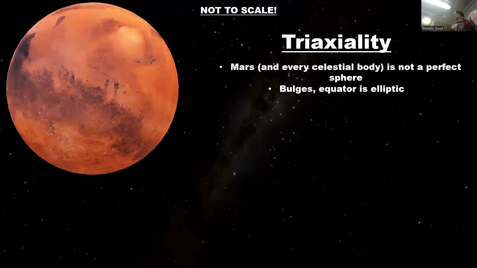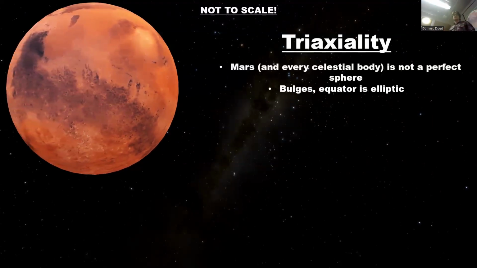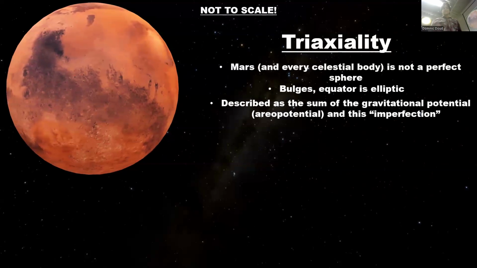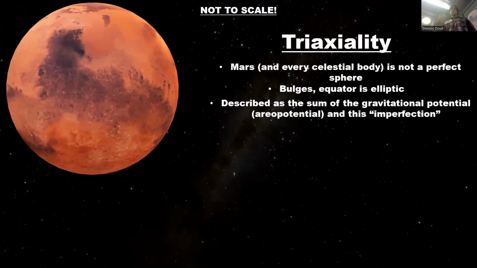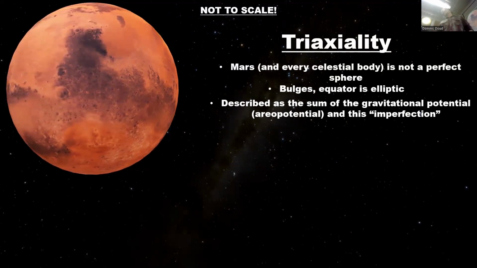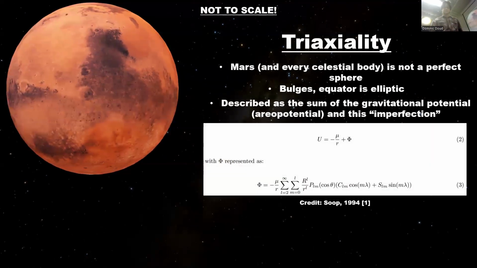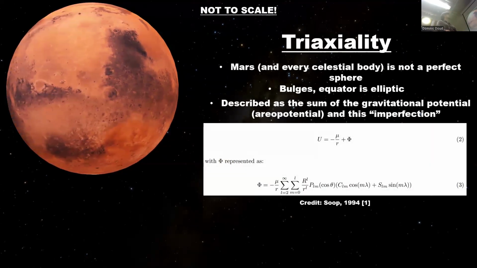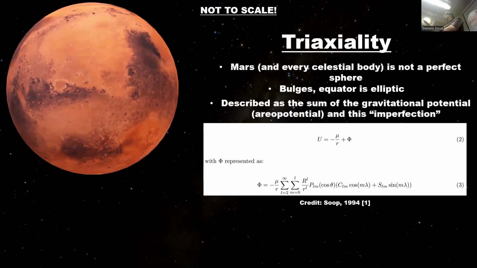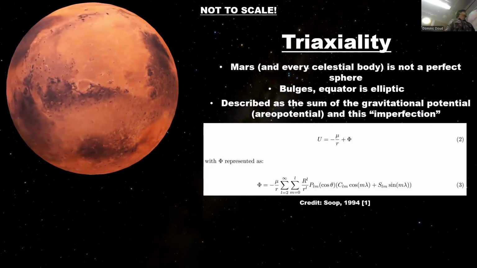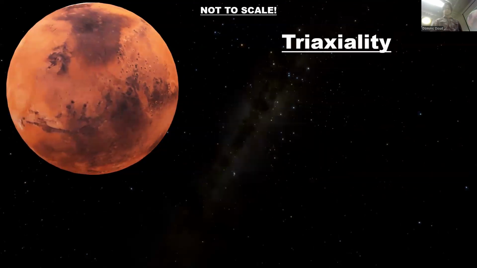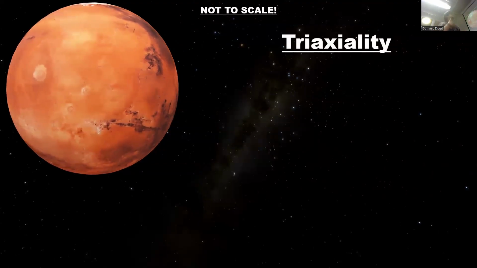There's bulges, there's equators, ridges and lumps, valleys and bumps. And it can be described as the sum of the gravitational potential, areo potential as we call it, and this imperfection. Here's the equation for it. So you can see your negative mu over r, that's your point mass, and then you have this phi, which is your imperfections. So how can we describe that?